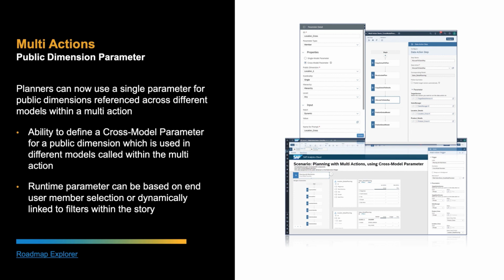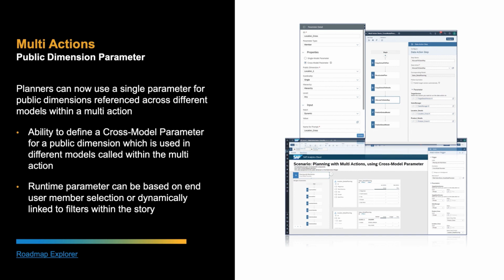We're going to start off here with the concept of the public dimension parameter for multi-actions. What this enables is, if you have a multi-action composed of multiple steps, let's say data action steps, where each of those data actions may reference different models, but those different models reference a single common public dimension, that public dimension can be defined once as a single parameter, and that parameter can then be passed to the various steps of the multi-action.